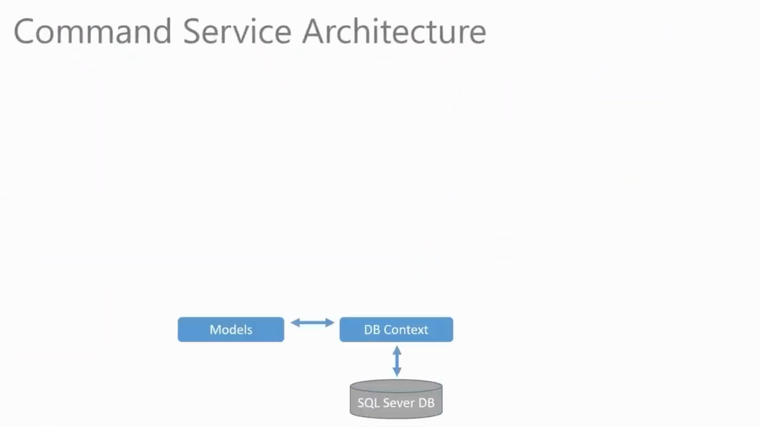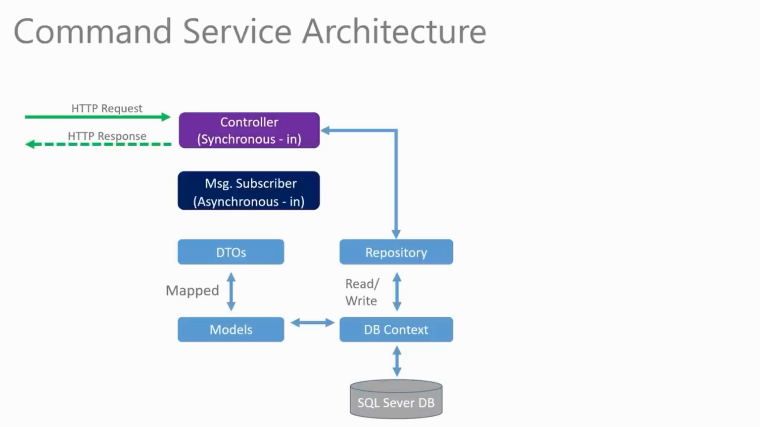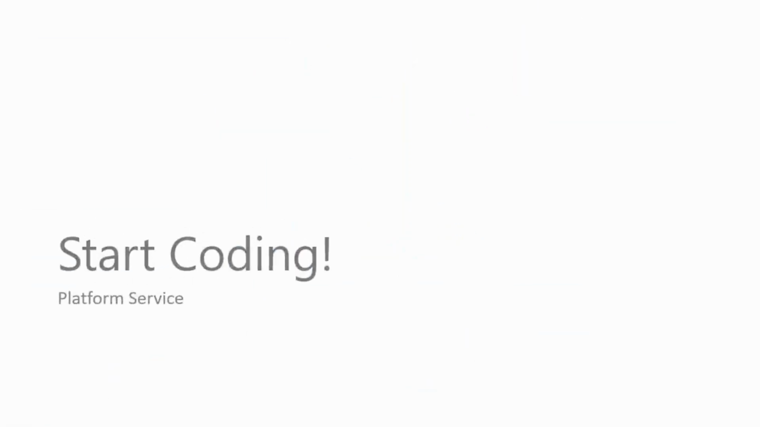So command service architecture, I'll just go through these quickly, it's exactly the same. We're going to have a controller, synchronous in, responding to HTTP requests and giving HTTP responses. We're going to have a message subscriber. So this is asynchronous in, so it's going to receive messages from the message bus. And we're going to have a gRPC client, synchronous out. So this command service is going to make requests to our gRPC service in our platform service. And again, the only external interface here really is our Web API controller, our REST API controller. And with that, I think we start coding.